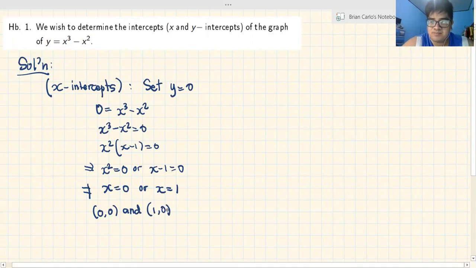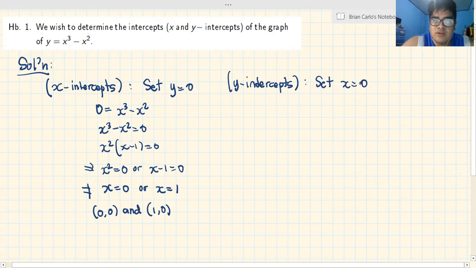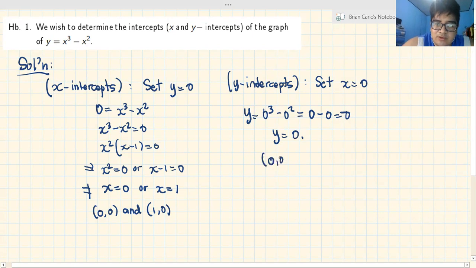Doon siya tumatama. Ngayon, para naman sa y-intercepts, paano gagawin natin? Set x is equal to 0. Paano naman nangyari yun? Di ba napapansin nyo, kung x equal to 0, nakita na natin ito yun, no? Ang ibig sabihin, 0, 0 na yung automatically. Pero for the sake of the solution, kailangan natin siyang ipakita. Ngayon, y is equal to 0 cube minus 0 squared. Paano yan? 0 cube is 0, minus 0, edi 0. Y is equal to 0. Daming 0, no? Therefore, ang y-intercept daw ay nasa 0, 0.